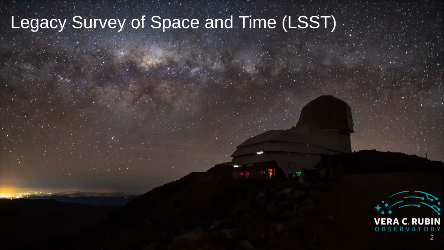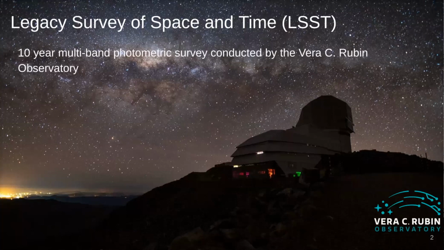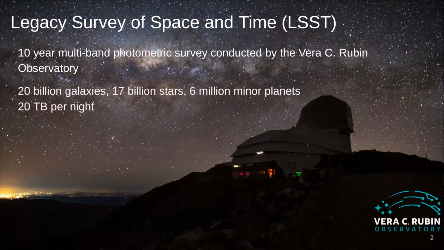So I think we're all very familiar with the Legacy Survey of Space and Time, or LSST, which will be a multi-band photometric survey conducted by the Rubin Observatory over a 10-year period, and is set to start just 2 short years from now at this point. LSST is expected to observe something like 20 billion galaxies, 17 billion stars, and 6 million small bodies across the solar system, producing something on the order of 20 terabytes of data every single night. So an incredible data set.